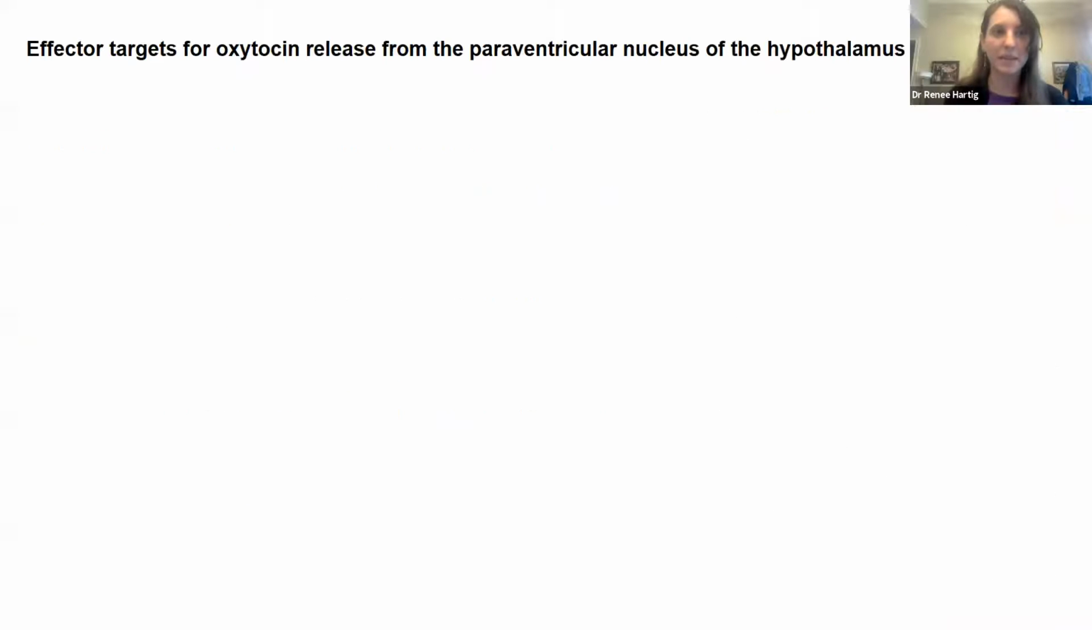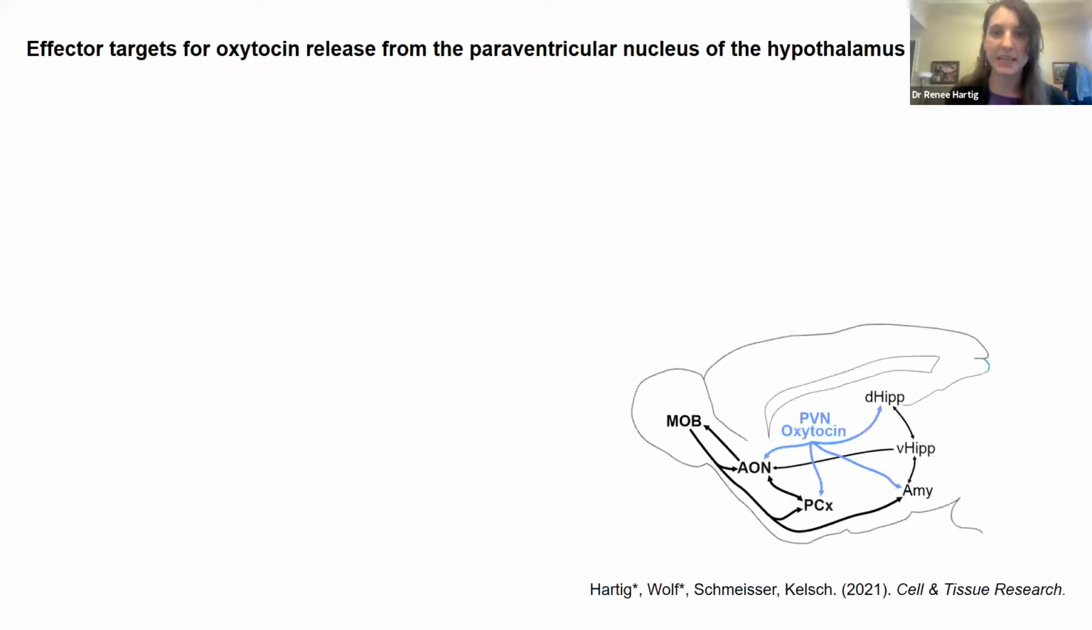Now, the effector targets for oxytocin release, basically the oxytocin release would be centered around the paraventricular nucleus of the hypothalamus. So it's a bit medial in the brain. And you could see that we have different effector targets.